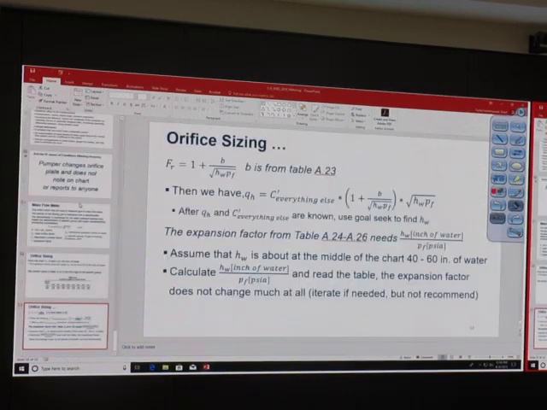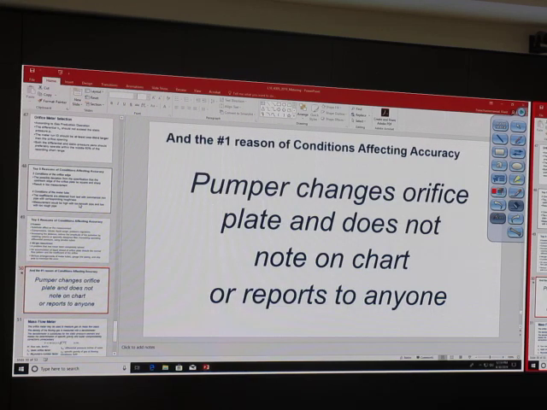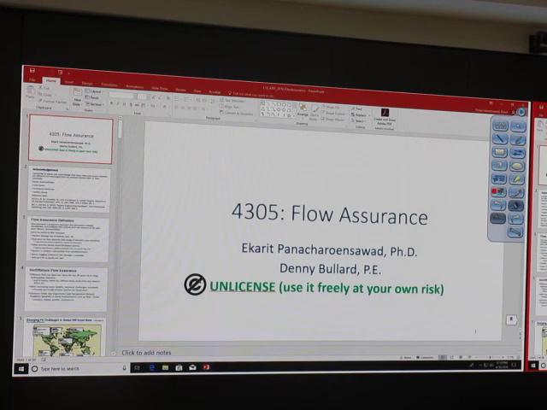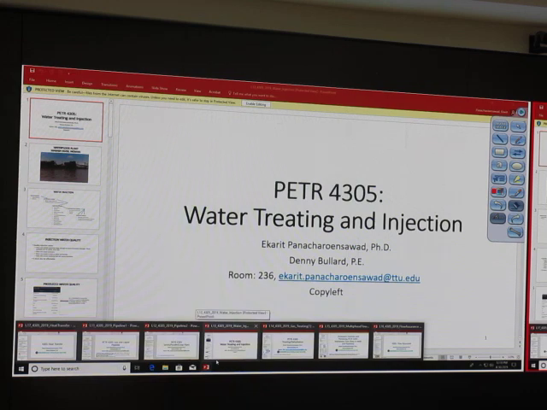What else can be in the exam? Number one factor is the pumper changes the orifice plate and does not record anything. A.O. Smith meter or several other types of meter. Coriolis flow meter. That's the video that we showed together, right? It's operated by swinging and has a twist, out of phase. You remember that? It's not about measuring the pressure drop. Orifice is about measuring the pressure drop, but Coriolis flow meter directly measures the mass.